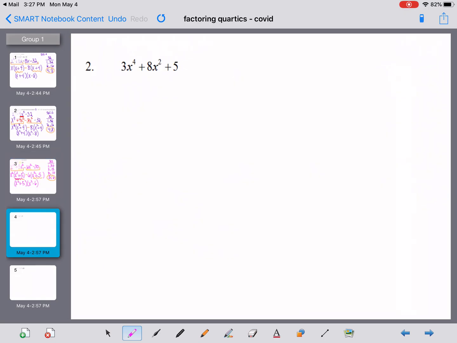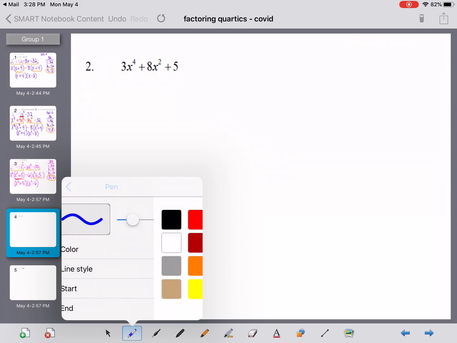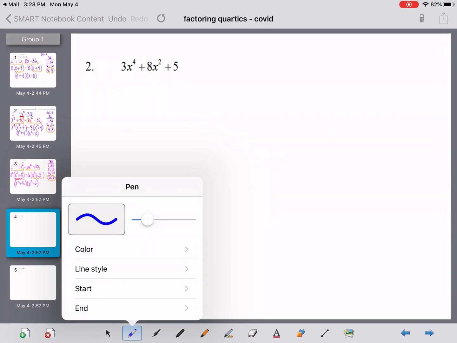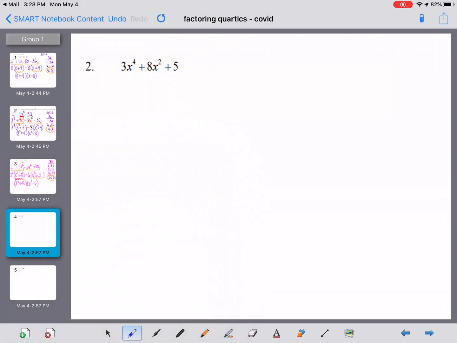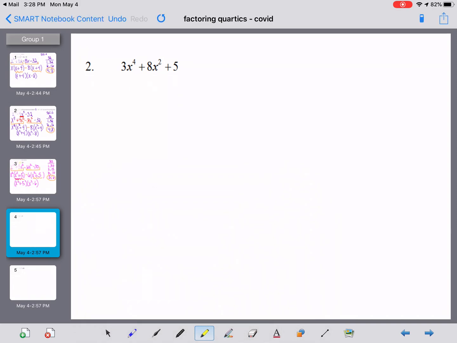The thing is, when we go to the next one here, we've got a number in front of the x to the 4th, but it's still going to be a split the middle kind of problem. And when we split the middle here, we're going to take the 3 times the 5. This is where the 15 is going to come from.